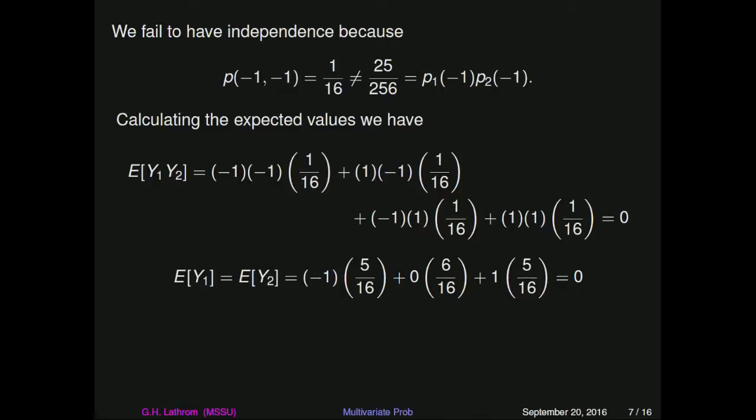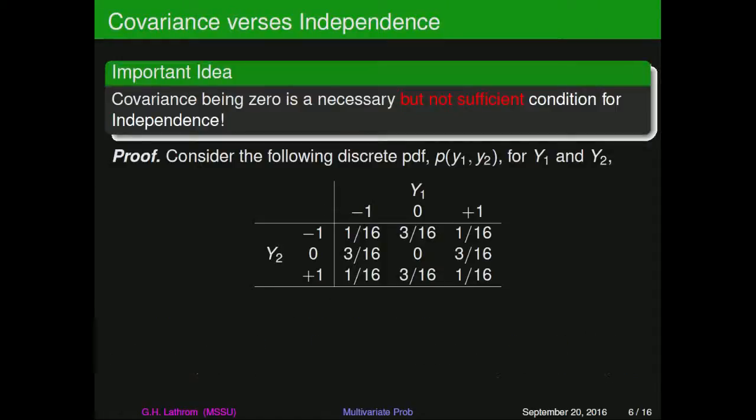Our distribution was very symmetric. And so what happens when we compute the covariance? We end up with 0 minus 0. So we've got a covariance of 0. And what that means is exactly what we said before: covariance being 0 is a necessary condition, but it is not sufficient. If they're independent, I have a covariance of 0. If I have a covariance of 0, I may or may not have independence. So my condition only goes one direction.